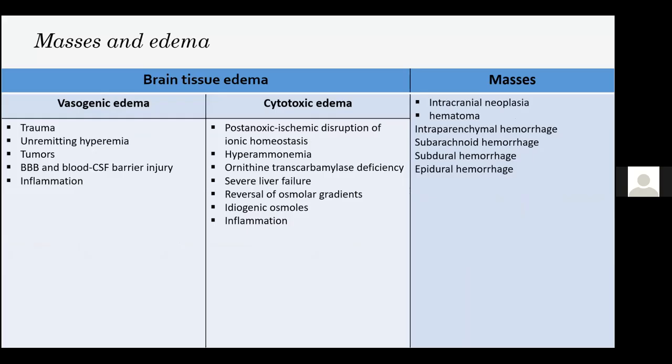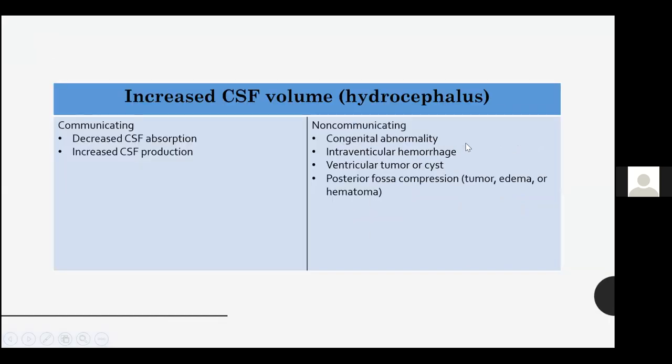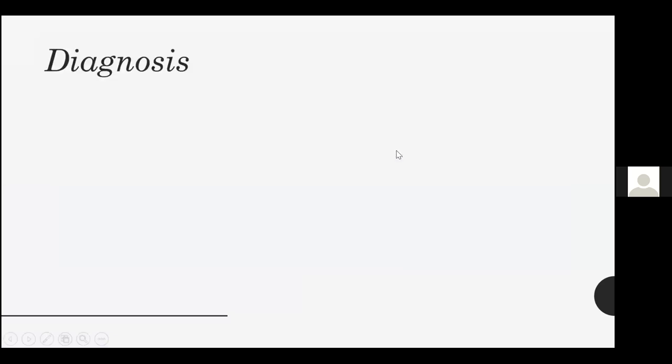Masses and edema. Brain edema can either be vasogenic or cytotoxic. There are multiple reasons for that, or masses like intracranial neoplasm or hemorrhage. Increased CSF volume can either be communicating or non-communicating. Okay, how to diagnose raised ICP?